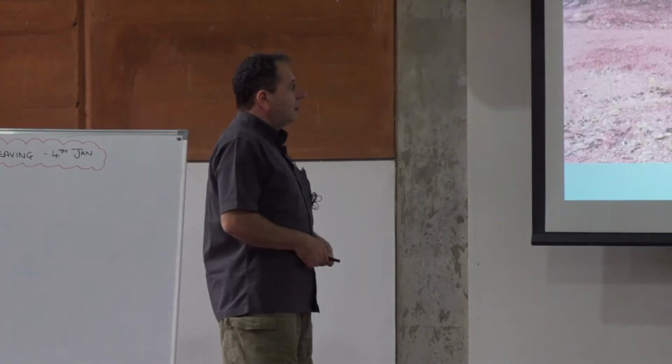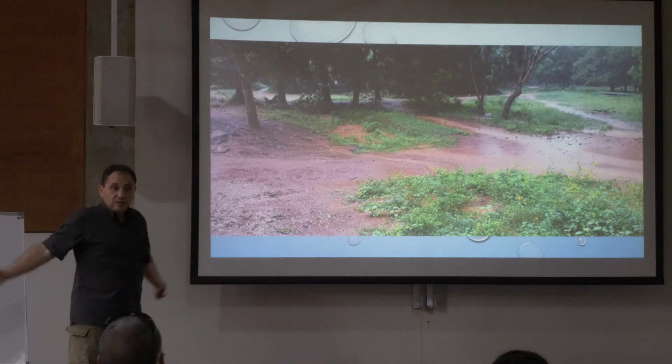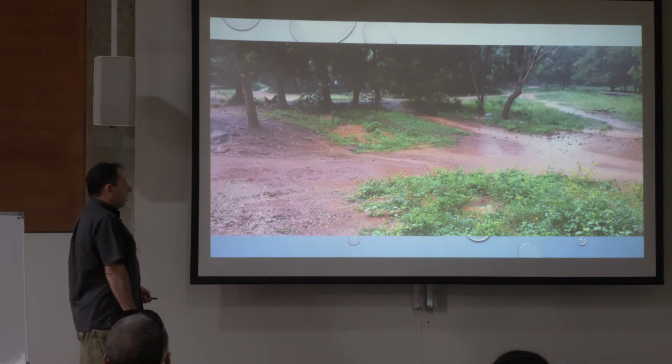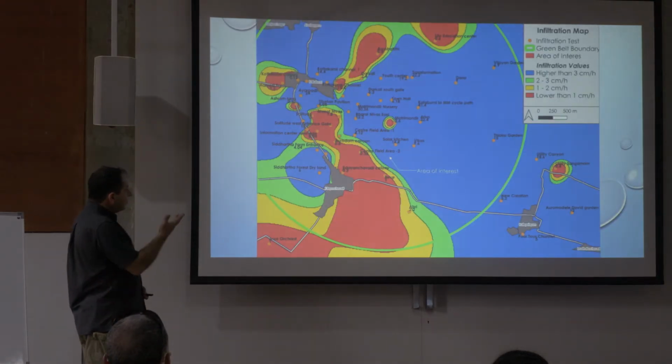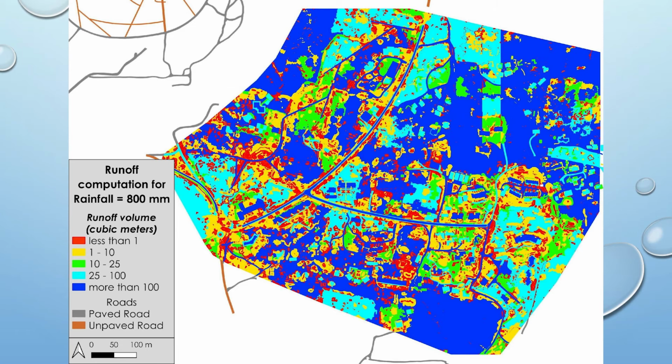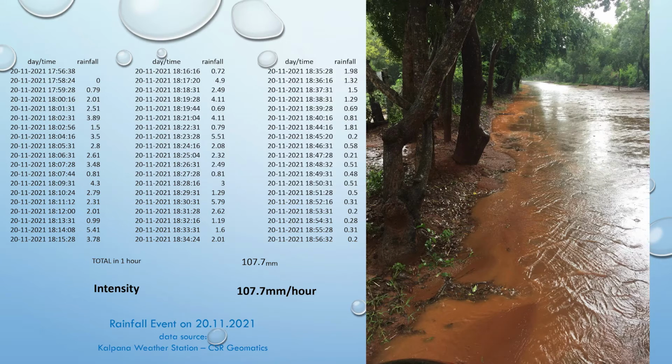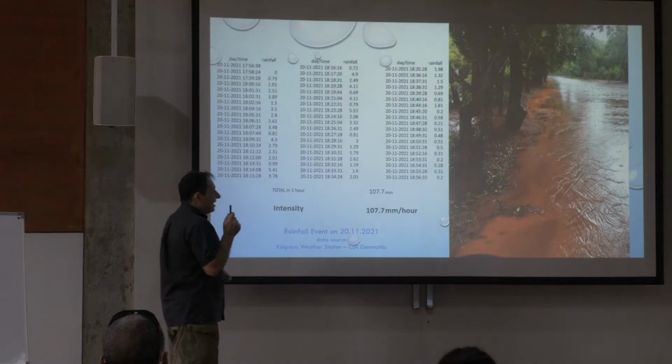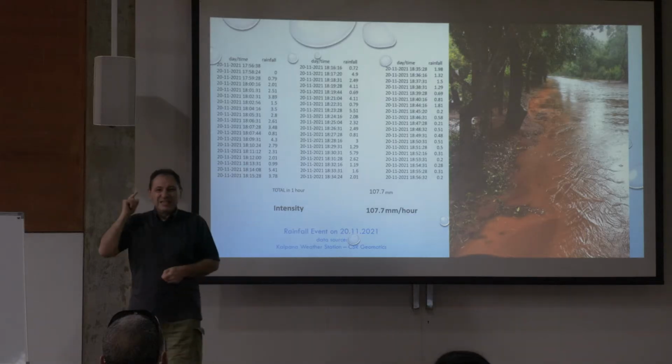So we did that. Why? Because unpaved is large areas, right? And we also have data about infiltration. Then we built a model, and when we calculated, we got the numbers for how much rain we can collect. And this was 20th November: in 1 hour, 107.7 millimeters. This is the data collected. In 1 hour, this is insane.